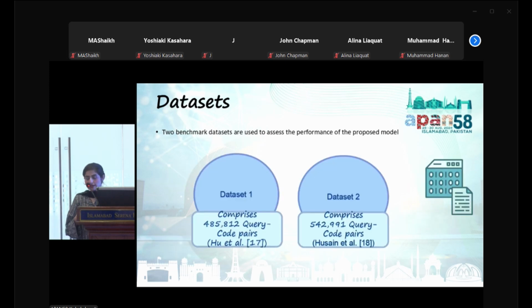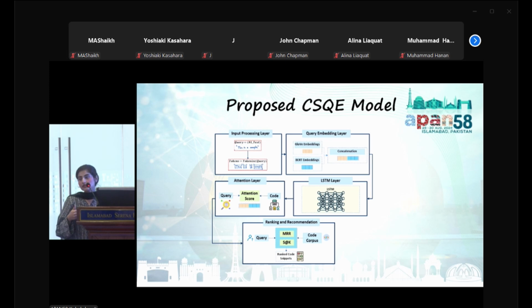These are the two datasets that I have used. The first dataset comprises 485,812 query-code pairs, and the second dataset comprises 542,991 query-code pairs. So now let us discuss the proposed architecture of the model.